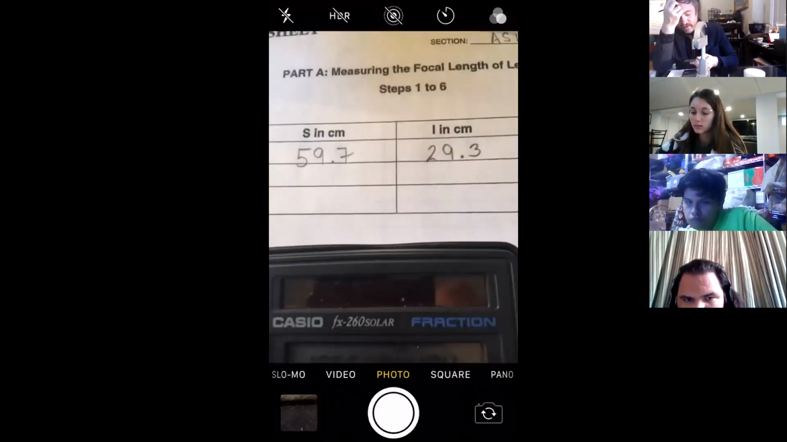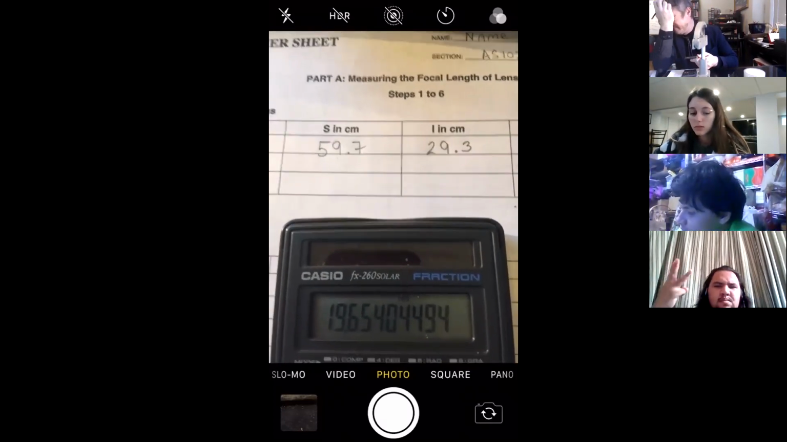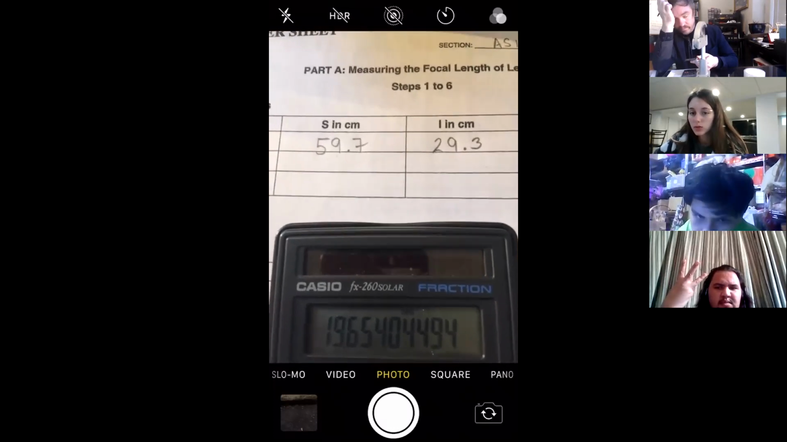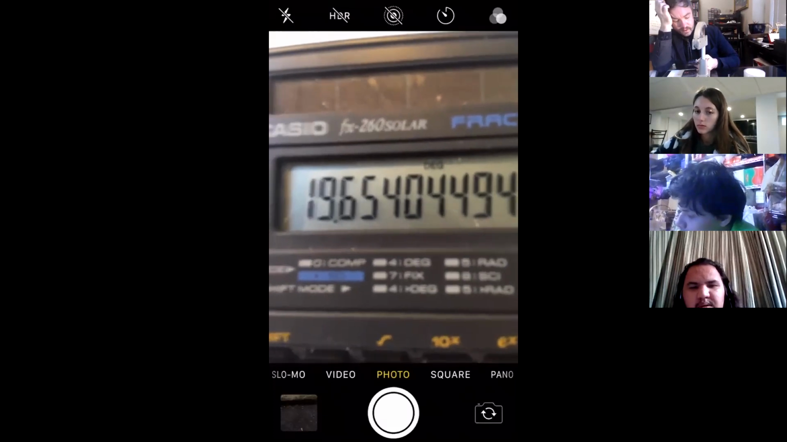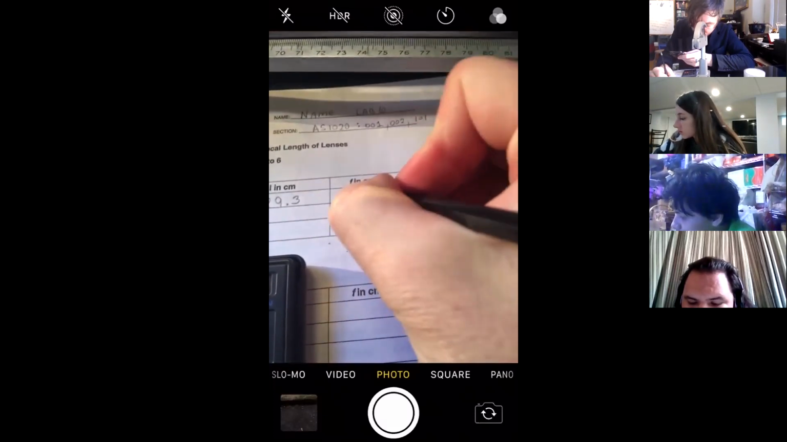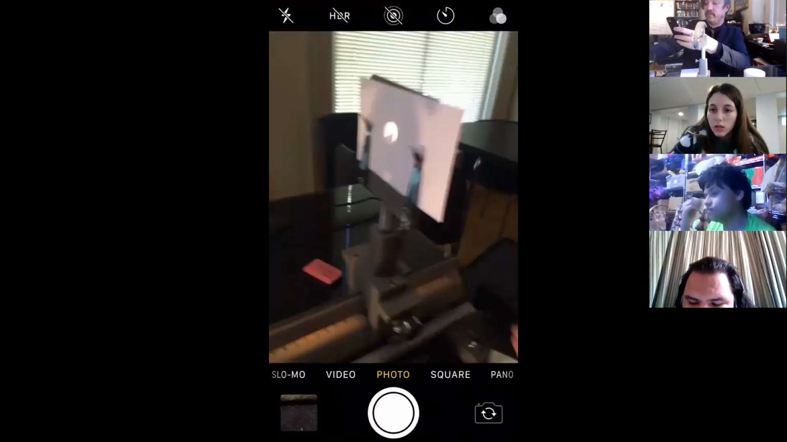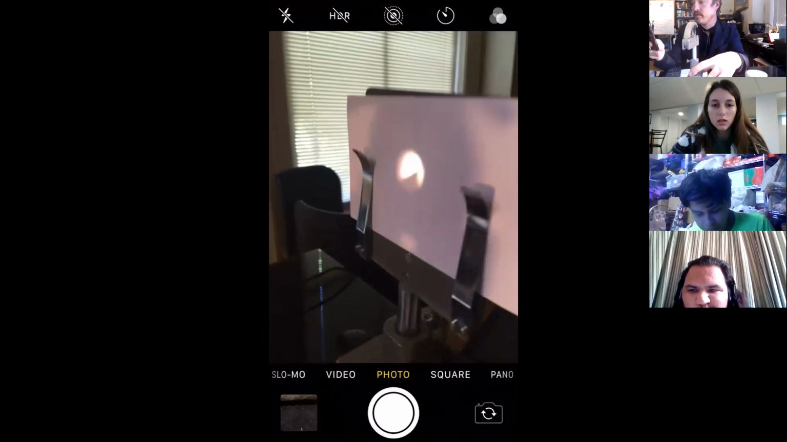Round to how many sig figs, students? 3. So what should I round to? 19.7. Good. Okay. Let's take another measurement. I'm just going to move this a little bit to defocus it. And now I'll slide the lens a bit until I get it back into focus.